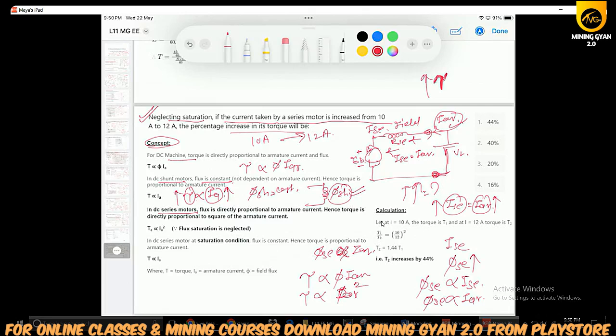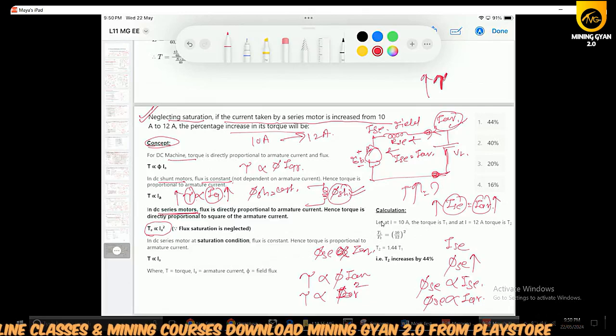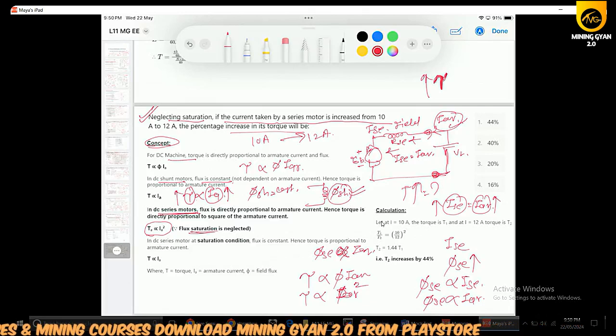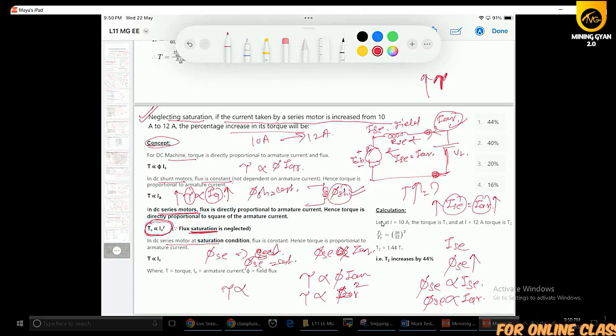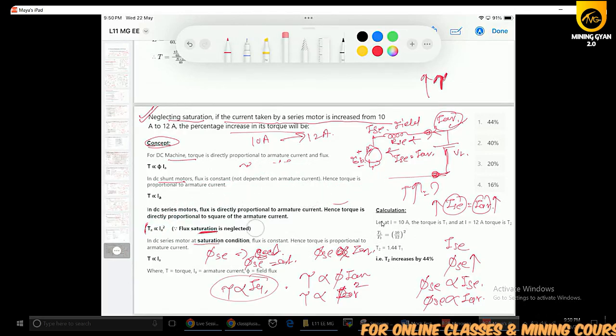Okay, so please remember this: in the case of a DC series motor, the flux saturation will not happen, and it will increase according to this equation. But at the saturation condition, when phi SE gets saturated, phi SE will become constant, and then you can eliminate phi SE, and torque will be directly proportional to Ia only. So these are the things.